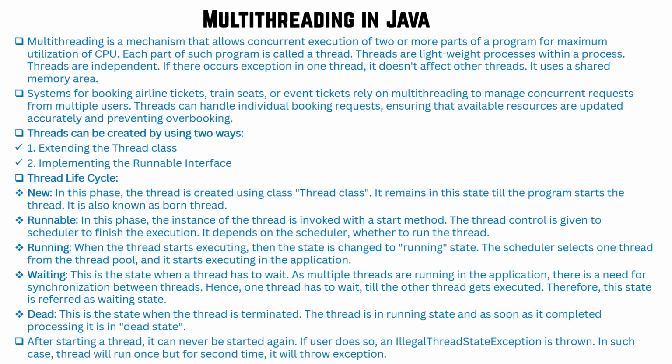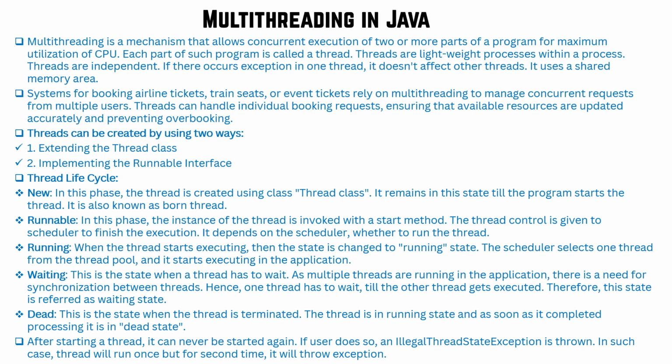Then multi-threading is nothing but doing the work simultaneously or in parallel. Instead of using only one process, you can use multiple processes so that your work will be faster. Multi-threading is a mechanism that allows concurrent execution of two or more parts of the program for maximum utilization of the CPU. Each part of such a program is called a thread. Threads are lightweight processes within a process. Threads are independent. If an exception occurs in one thread, it does not affect the other threads. It uses a shared memory area.